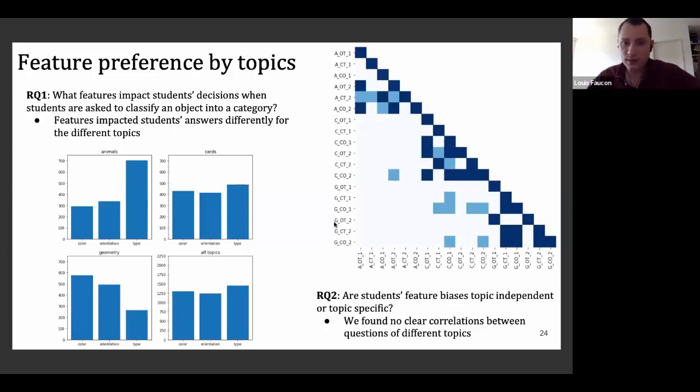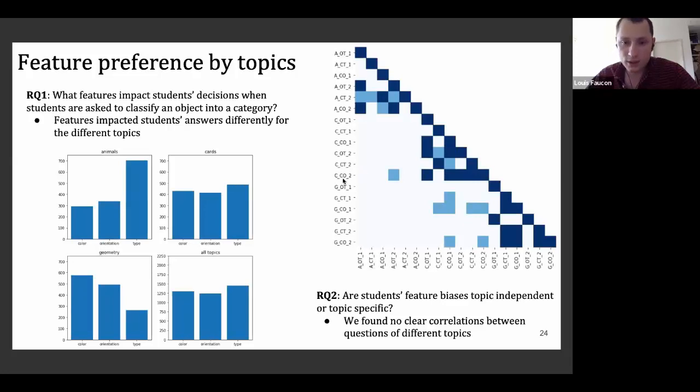We computed a matrix of two-by-two correlations between answers given to each of the 18 questions of the double feature questions. And you see in dark blue the correlations that are significant with adjusted p-value depending on the number of tests. And in light blue, the correlations that were significant but without the adjustment. So what's interesting to see is that this triangle shape actually shows that the only significant correlations are between questions of the same topic.